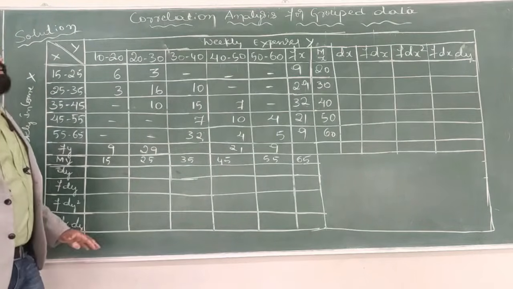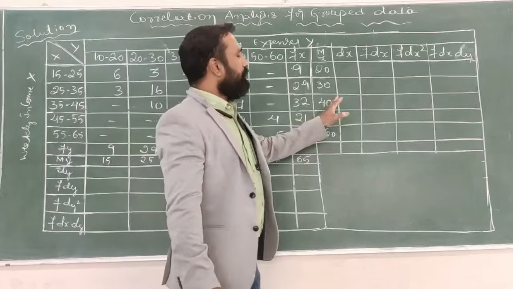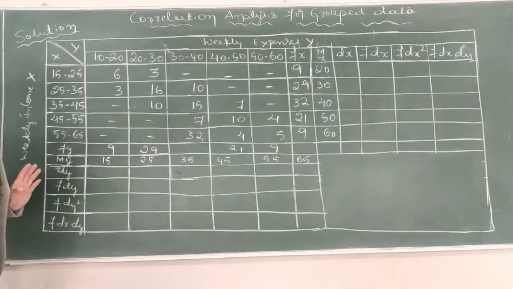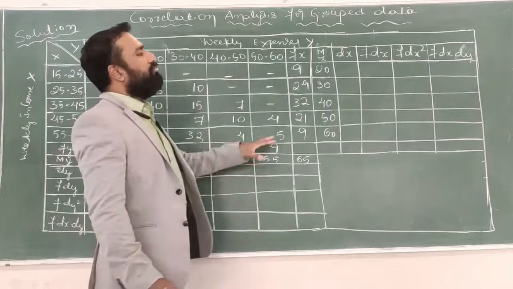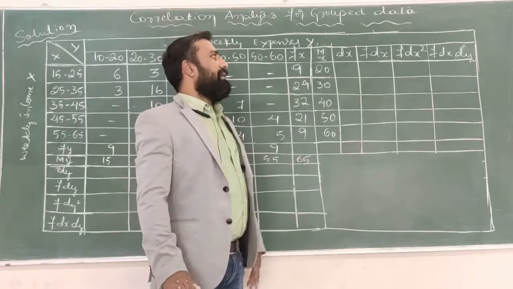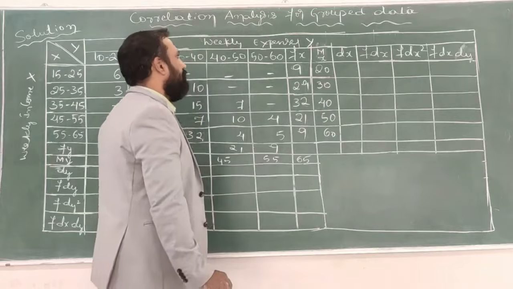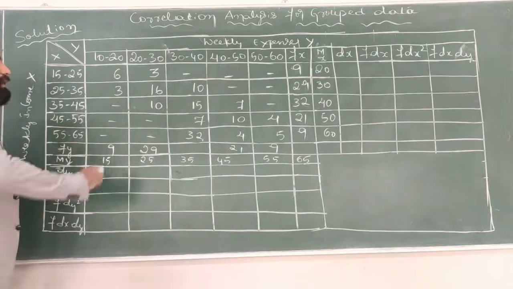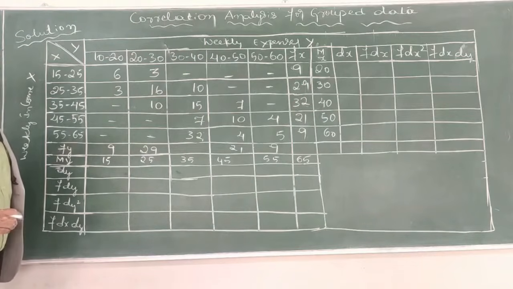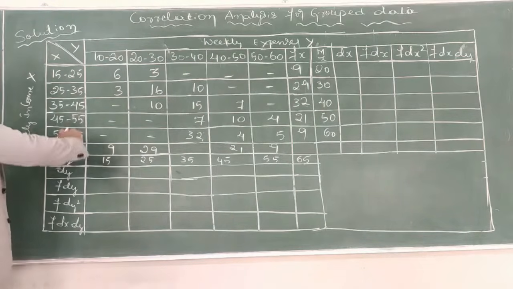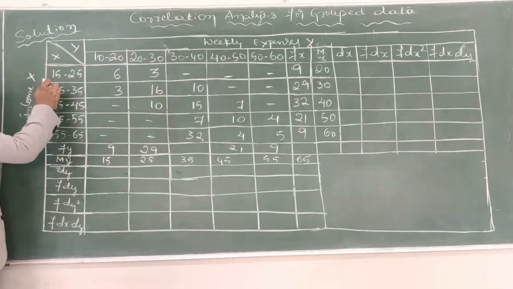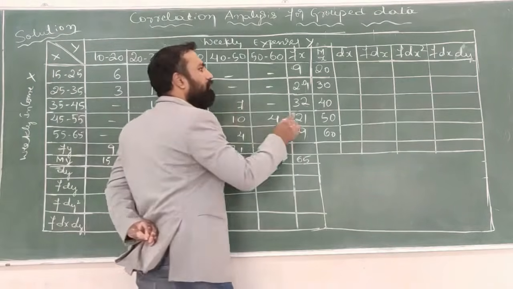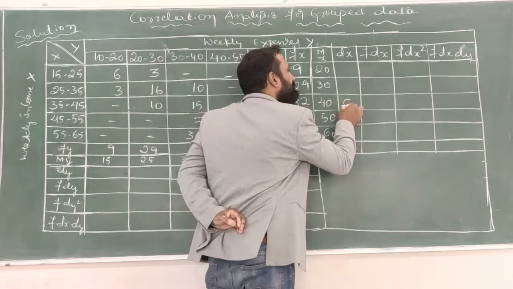The next step is to find the values of dx and dy. How do we get the dx value? It is very simple. First we have to know how many values are given in the x variable and how many values are given in the y variable. In the x variable they have given 1, 2, 3, 4, 5 values. So the mid value we take as 0.